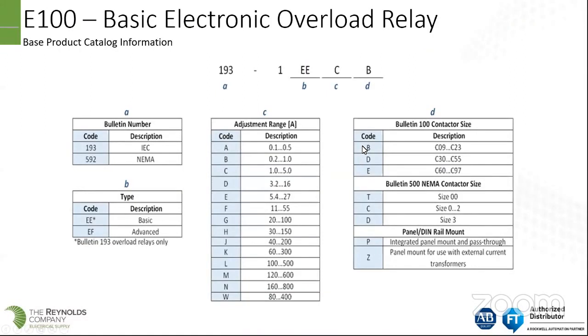Quick catalog structure. Starts with a Bolton 193 if you're going to connect to an IEC contactor, or 592 if you're connecting to a NEMA contactor, and this is going to be a -1. That one tells us that it's an E100 versus the older E1 Plus devices, and then you'll select between a basic version, advanced version, and then you can choose the adjustment range, and then the last part of that part number will be based on how it's connecting to either a contactor or a panel mount.